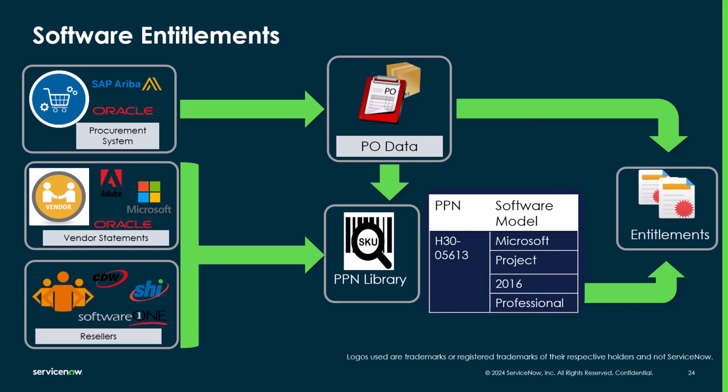So I know that if I've purchased PPN H305613, that's actually a purchase for Microsoft Project 2016 Professional, and I know that's an enterprise level part number, and it has specific use rights and license metrics assigned to it. So all that data is contained within that publisher part number, and it really helps you when you're creating your entitlement to have that data. Now, it's not easy to get all the time, but you should be able to get it from all of these various systems.